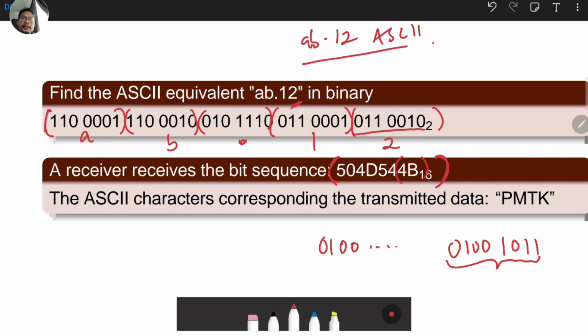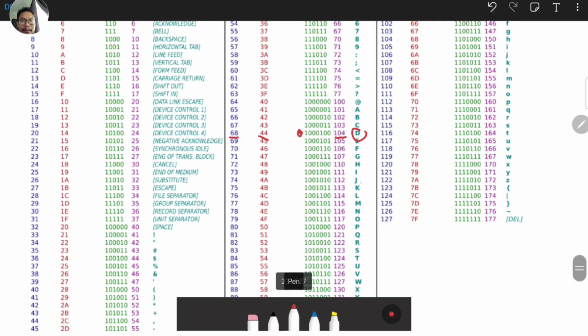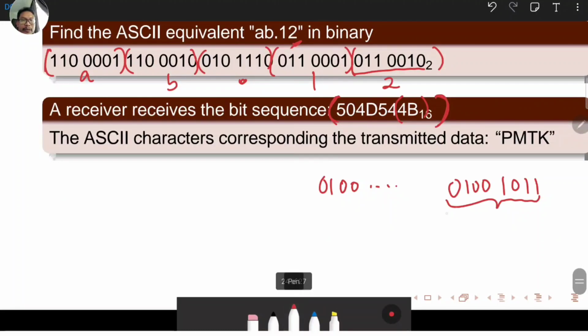Okay, 4B. I'm taking the last one. What is it in ASCII? We're going to look at it; it should be K. The capital K here is this one, 01001011. So this is your T. Okay, 54. So 54 is T. Oh sorry, this is K. So this is K, this is T, this is M, and 50 here is your P. Okay, so this is PMTK.